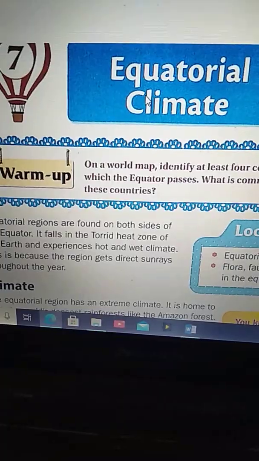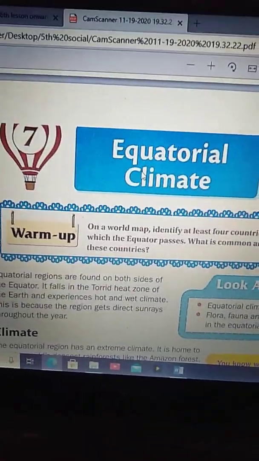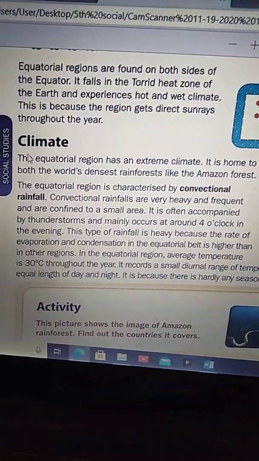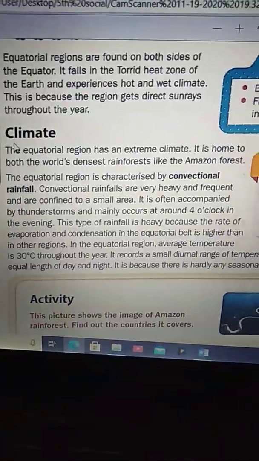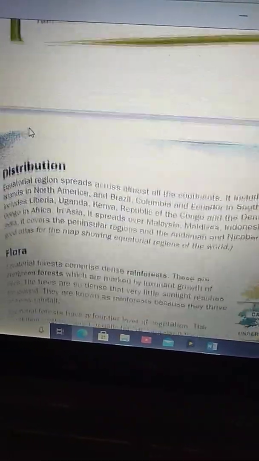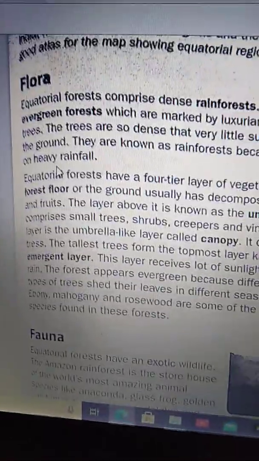Today I am going to continue the explanation part of your 7th lesson, Equatorial Climate. Children, in your previous class, you have learned about climate and its distribution, right? And in today's class, you are going to learn about flora.